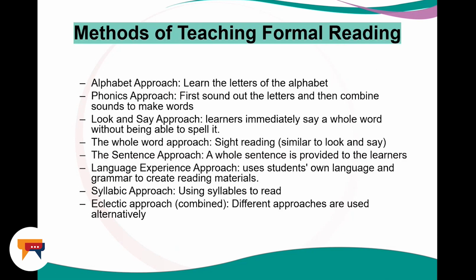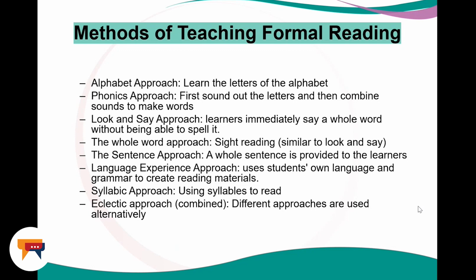All right, the methods of teaching formal reading. There are a number of approaches which are on the screen. So we have the alphabet approach, when we learn the letters of the alphabet. The phonics approach, which is first sound out the letters, then combine the sounds to make the word. So for example, k, a, t makes cat. Okay, the look and say approach, where learners immediately say a whole word without being able to spell it.